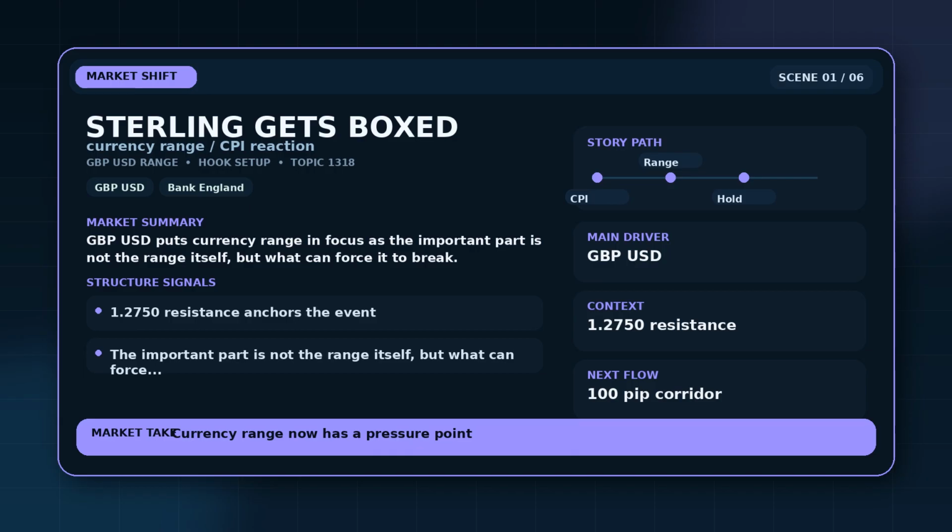That is why the first read should stay close to the confirmed numbers: 1.275 resistance, 1.265 support, and the immediate checkpoint around a 100 pip corridor. For a market structure story, the useful readout is how capital, liquidity, rates, or risk appetite changes after the first move. The reason to keep watching is that the next checkpoint can change the meaning of the first move.